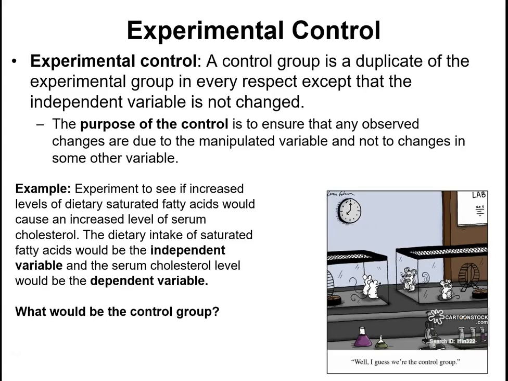So you don't want those things to change, because then you don't really know, was it the saturated fatty acids that changed serum cholesterol levels? Or was it the fiber or the sugar levels or anything else like that? So you want everything else in the experiment and the groups to remain exactly the same. You just want to change one thing at a time.